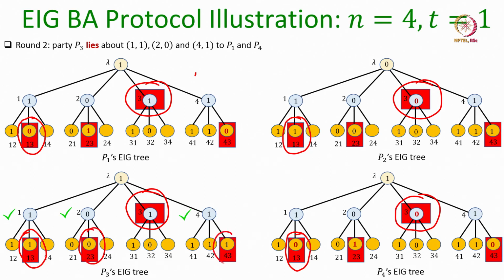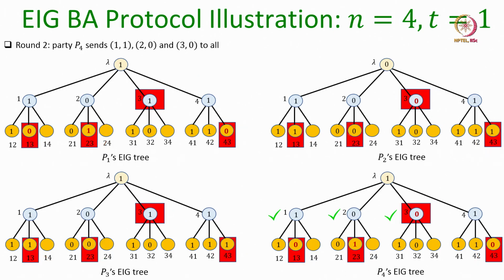In fact, all these nodes have different values. So, all the nodes with labels ending with 3 at layer 1, and all the nodes with labels ending with 3 at layer 2, they have different values, because party 3 has lied during round 1 and round 2. Now, round 2 is still left for party number 4, and party number 4 will send the value of this node and this node.